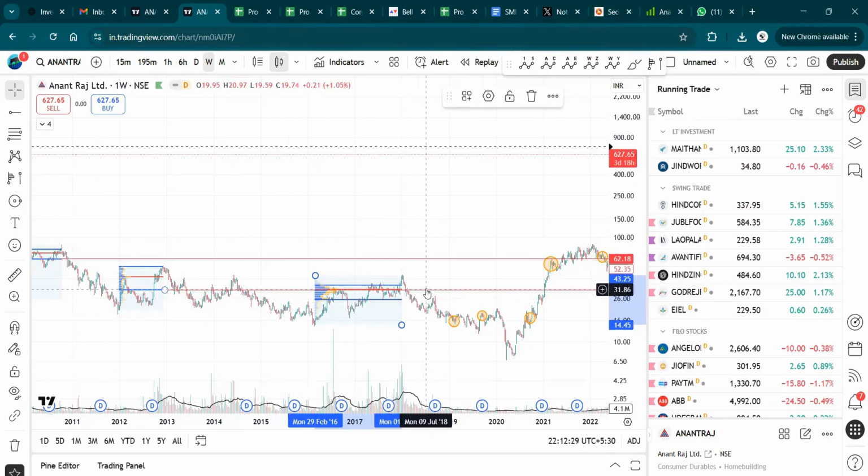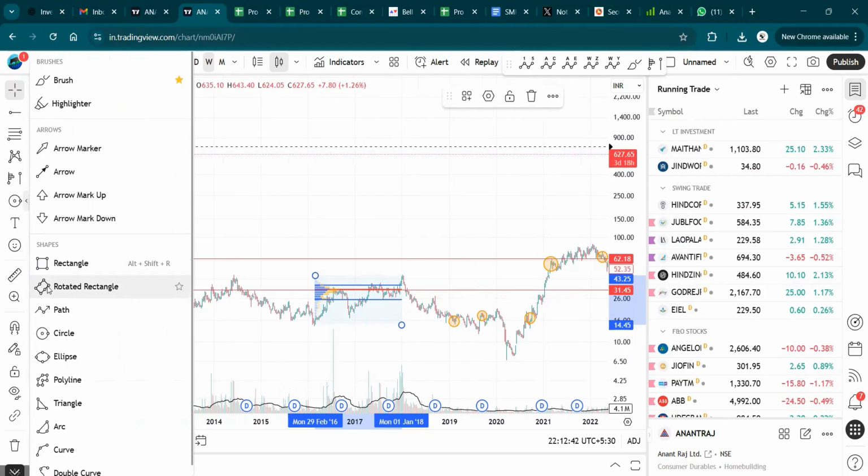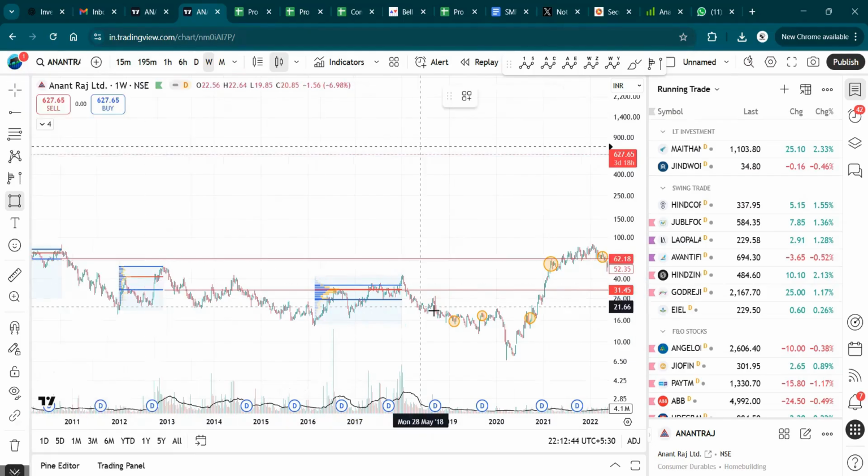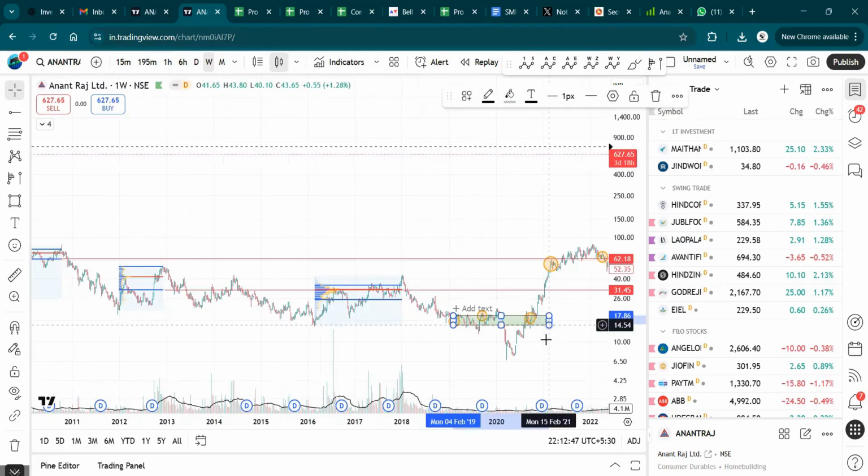This will be my confirmation from where I can enter the stock. And before that, you can see multiple buyings at the same price range. So, if you notice, there are multiple buyings in the same price range here. Alright, this multiple buying gives you confirmation that smart money has entered here.